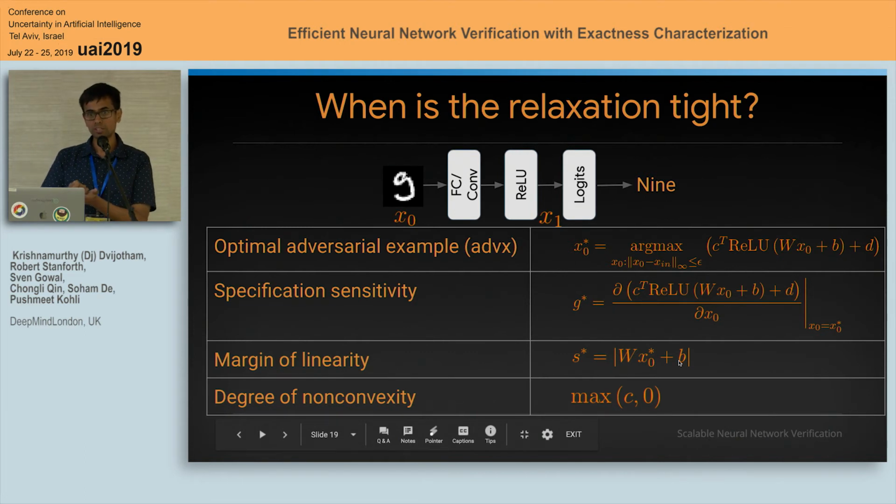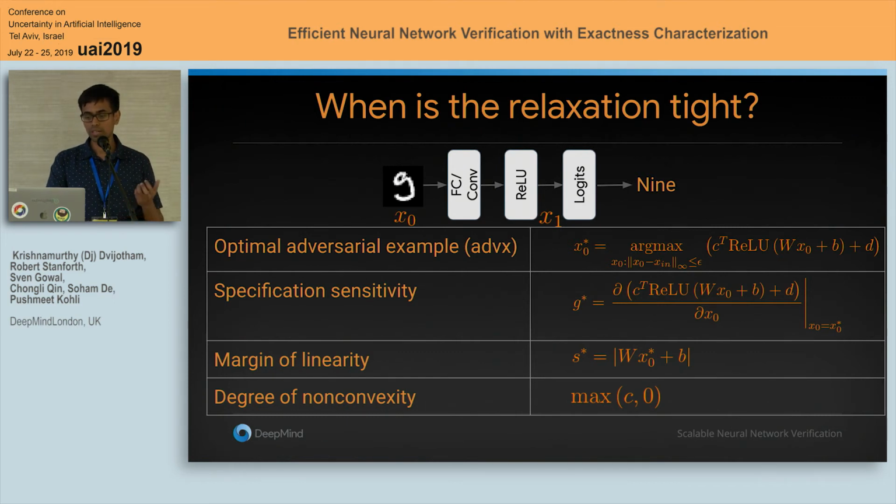Right? Because the ReLU function only becomes nonlinear when you cross 0. So if you look at the absolute value of wx plus b, essentially when wx plus b becomes 0, that's where the ReLU will actually hit a nonlinearity. And so s star is the margin of linearity. So it's basically saying how far you would move before you hit a nonlinearity of the ReLU function.